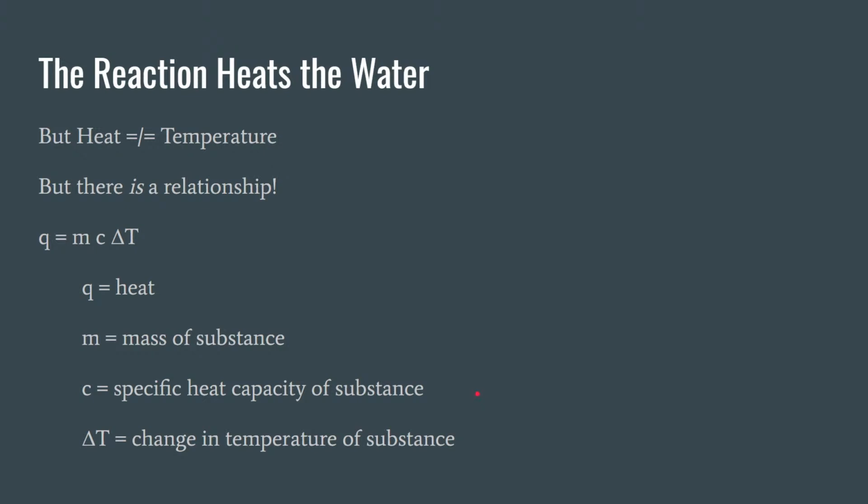For example, water has a very high specific heat capacity. You have to put in a lot of energy to change the temperature of water. Something like iron has a much lower specific heat capacity. It takes a lot less energy to change the temperature of iron. And then finally, mass. The more of the substance you have, the more energy you're going to have to put in to change the temperature. The less there is, the easier it is to change temperature.